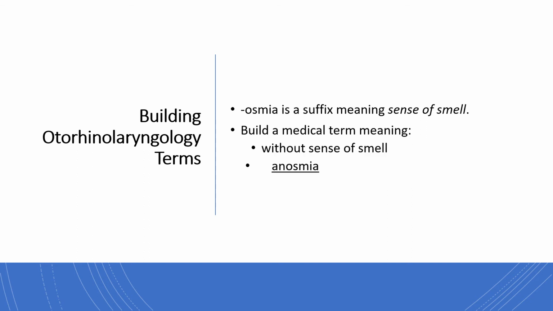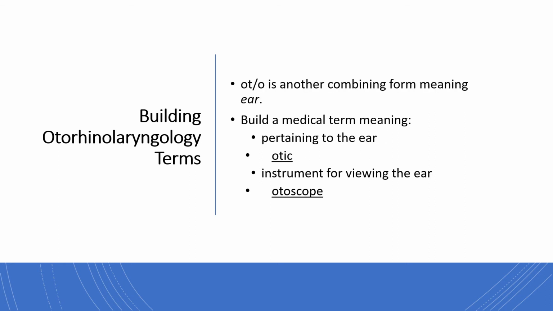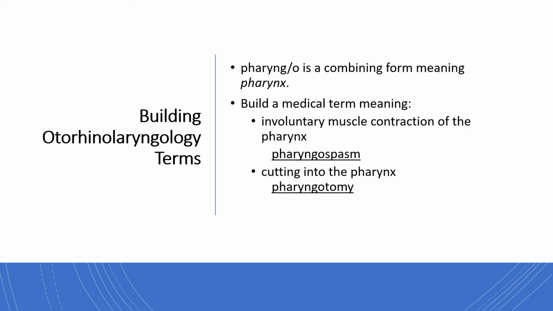Anosmia means without a sense of smell. Otic means pertaining to the ear. Otoscope is an instrument for viewing the ear. A pharyngospasm is an involuntary muscle contraction of the pharynx. Pharyngotomy is cutting into the pharynx.